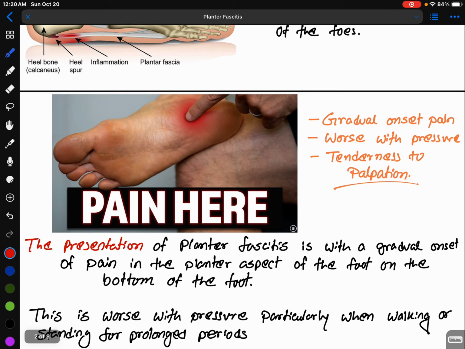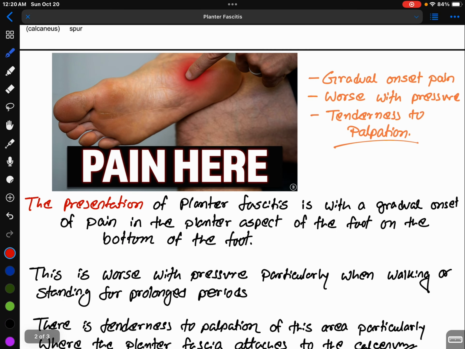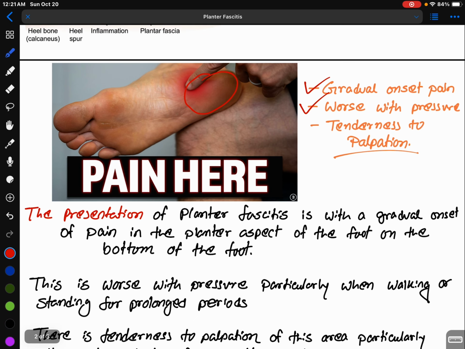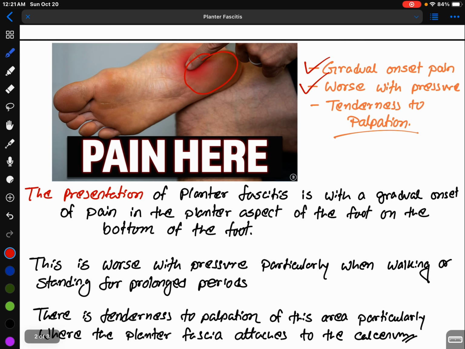So what will be the symptoms? Usually it presents with a gradual onset of pain in the plantar aspect of the foot, on the bottom of the foot. It usually worsens with pressure. Which activities aggravate this kind of pain? Usually walking or standing for prolonged periods.